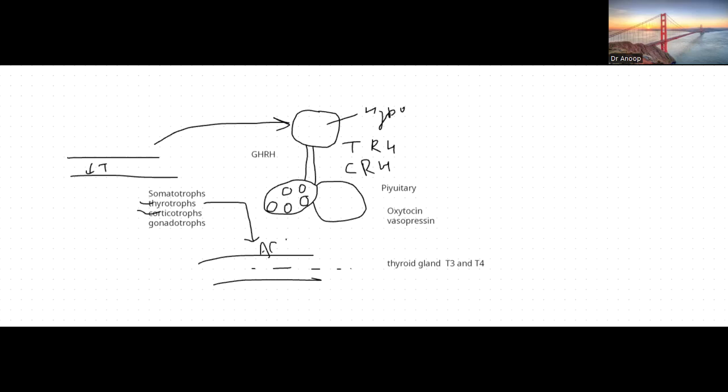Corticotropin hormone, ACTH. Right. Like that, particularly for the gonadotropes, there are gonadotropin releasing hormones. These stimulate the gonadotropes and do the synthesis and release of two hormones, LH and FSH. LH is luteinizing hormone. FSH is follicle stimulating hormone. LH and FSH are released by the gonadotrophs.